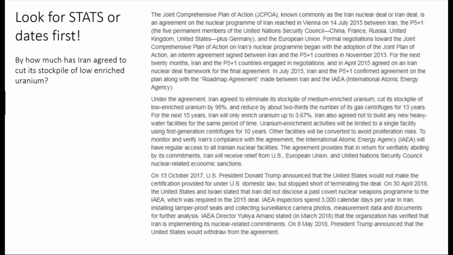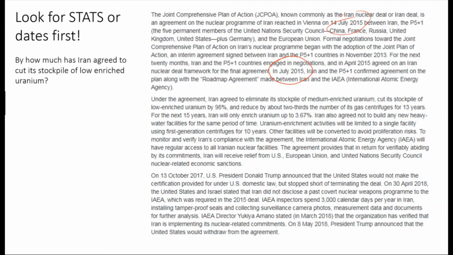So if I present you with this comprehension, if I ask, by how much has Iran agreed to cut its stockpile of low enriched uranium? So it's asking for how much, so you know it's asking for a number. So if I start looking for numbers, well, I've got 2015, 2015 there. I know these are dates, July 2015. These are dates, so it can't be that.